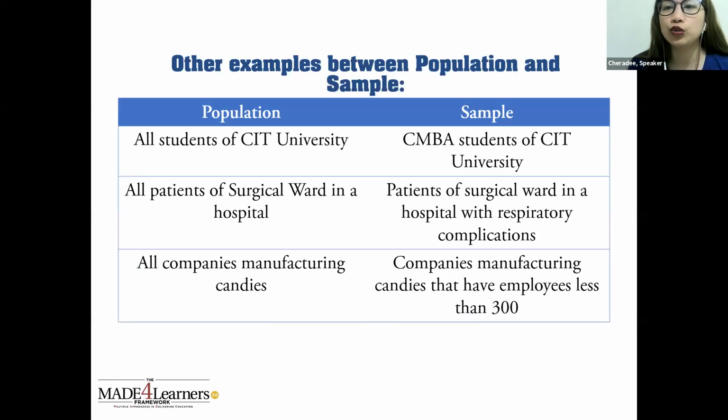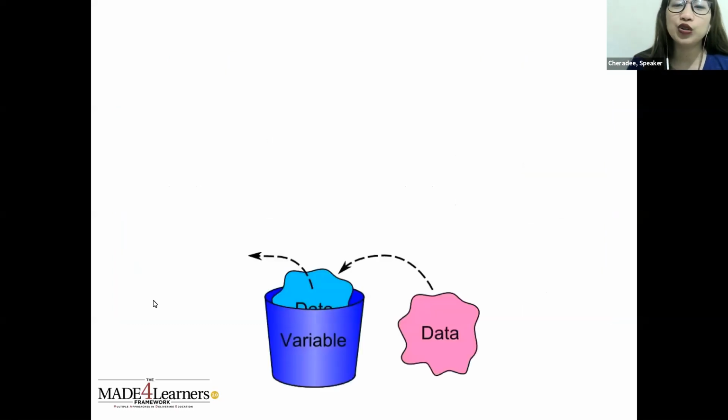Questions so far before we go to variable? Does everyone get the difference between population and sample? Thumbs up. Okay, so yes, I hope you're still there. So all right. So we have already differentiated descriptive and inferential, and we were also able to differentiate population and sample. Now let's go to variables.